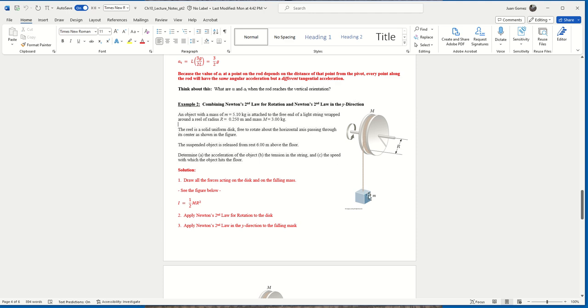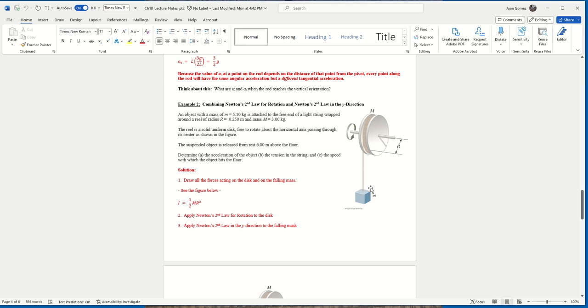Qualitatively, what's going on is you have a mass of small m. It's attached to a string, and that string is then wound around a pulley, around a reel. We're going to model the reel as a uniform solid disk, pivoted about an axis through its CM. When the mass is released, the mass will fall and the cylinder will rotate about that axis.